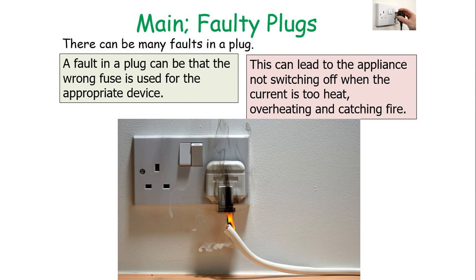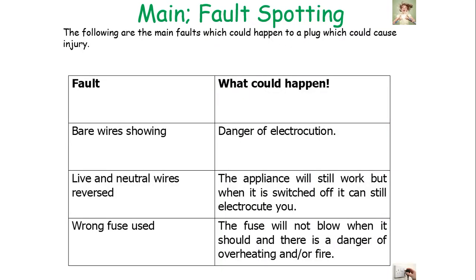appropriate device. Say, for example, a kettle requires a fuse which melts at 9 amps and you have a fuse which melts at 13 amps. The fuse doesn't melt at the appropriate current value, so too much current can flow through that particular device, leading to overheating and catching fire. Those are some of the main faults with plugs which can cause issues around the home, whether it be catching fire or being electrocuted.